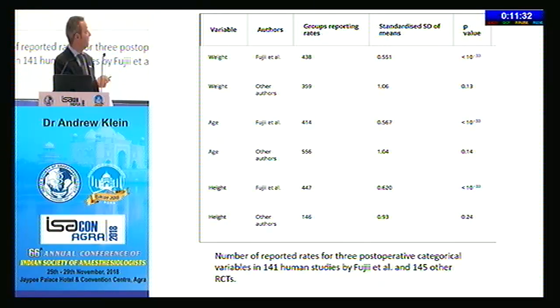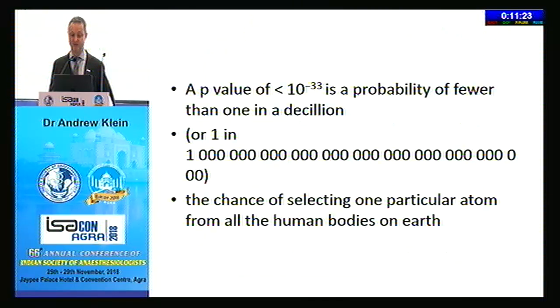So the chance of the weight in Fuji's paper being the same was times 10 to the 33. Now that is a very small number. That is 1 in 1 decillion. So the chance that Fuji's data was real is the chance of finding 1 atom from all the human bodies of Earth and finding the right atom.